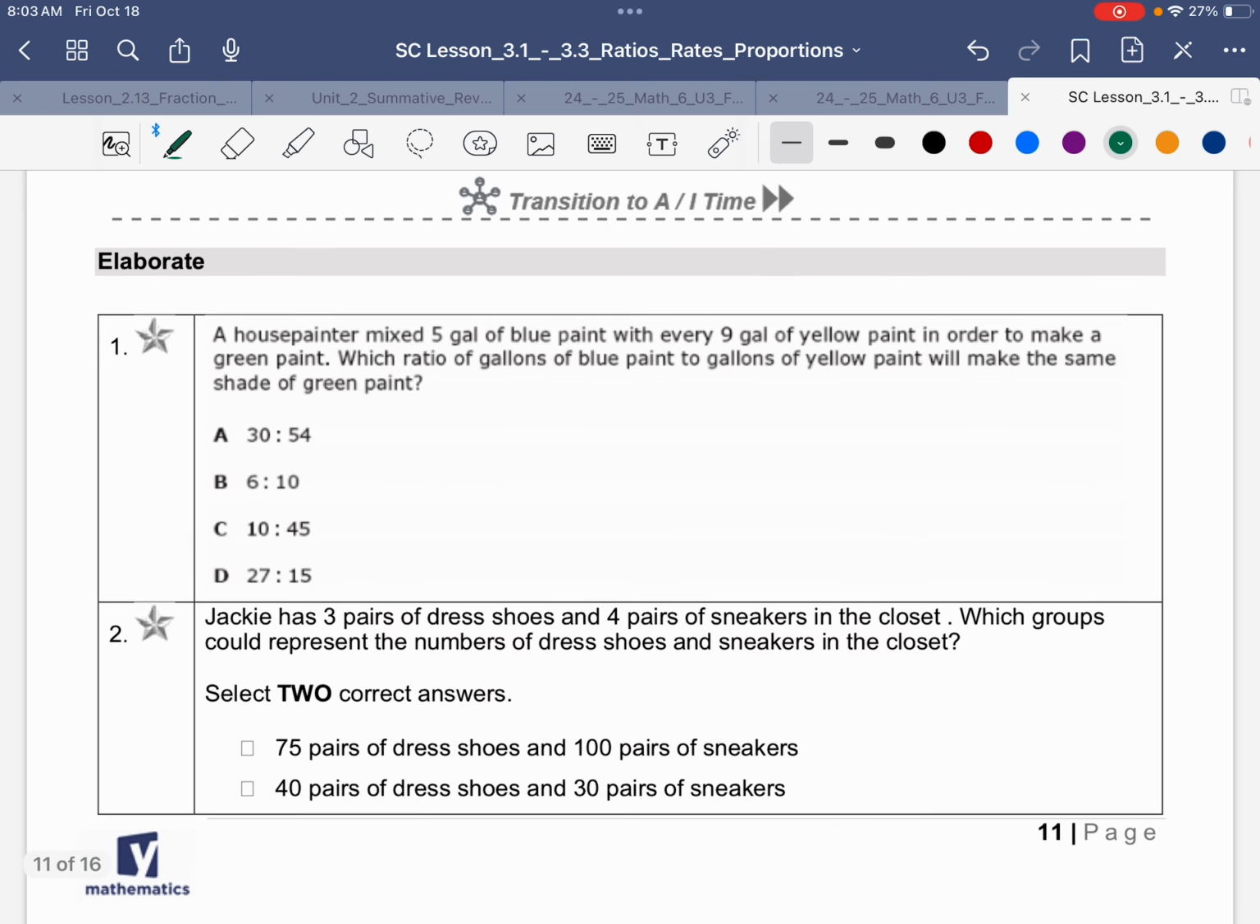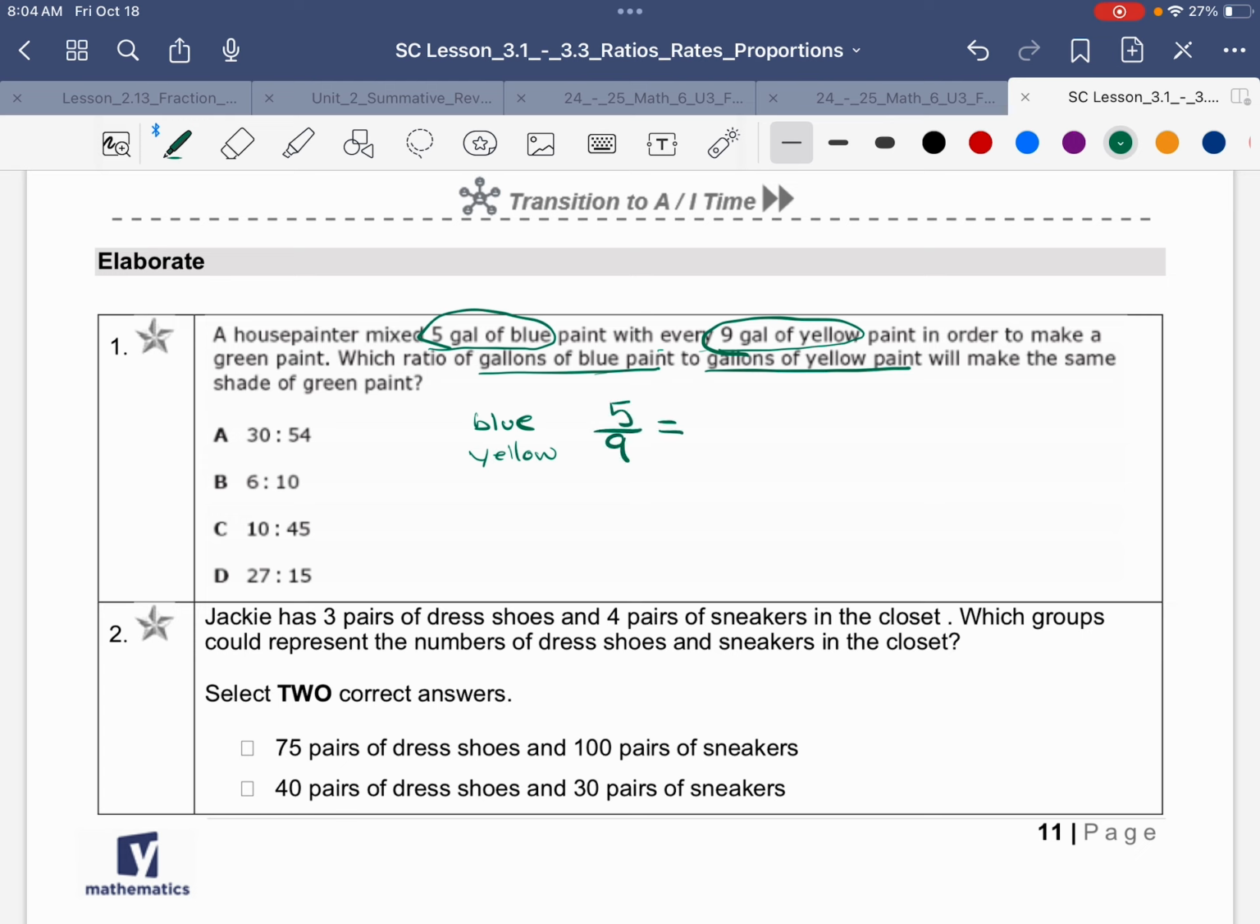The house painter mixed 5 gallons of blue paint with every 9 gallons of yellow paint in order to make his green. Which ratio of gallons of blue paint to gallons of yellow paint will make the same shade of green? So we're going blue to yellow. So he does 5 blue and 9 yellow.